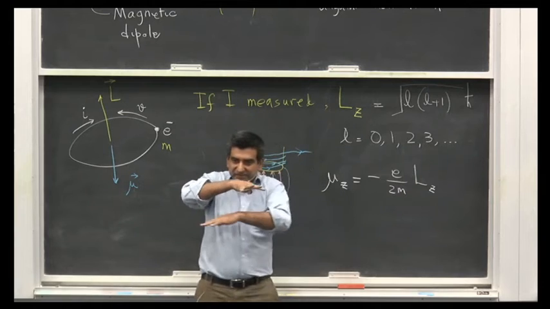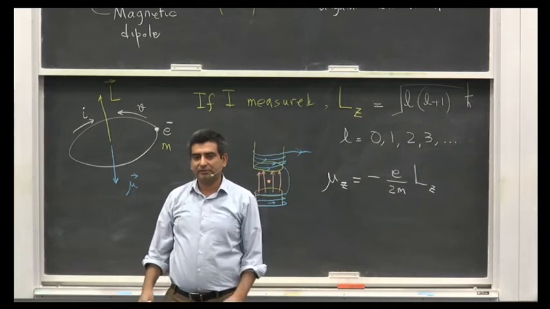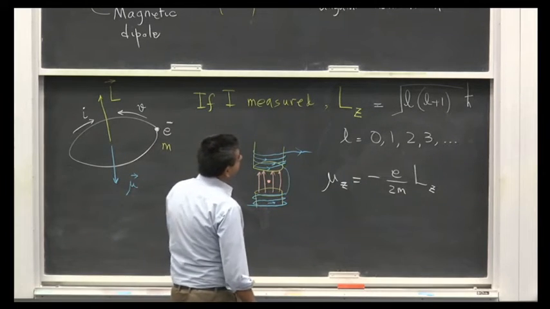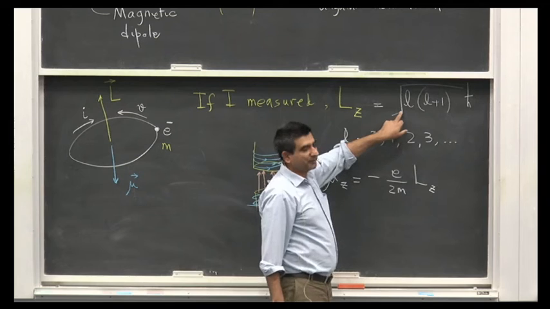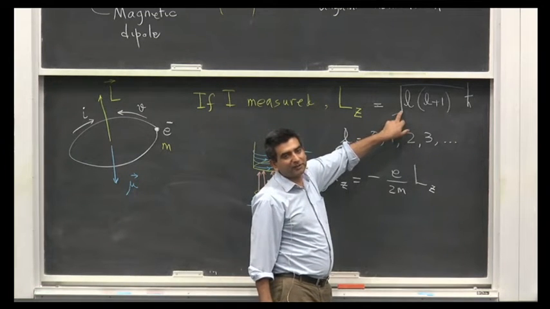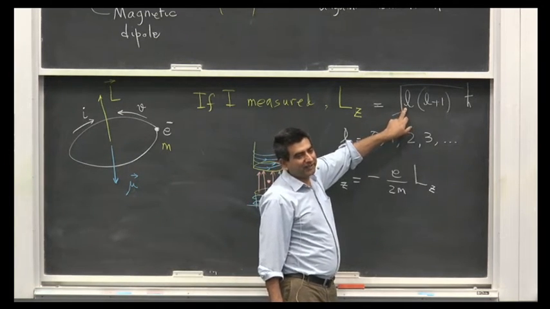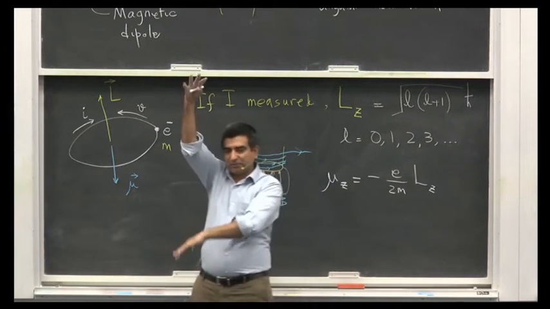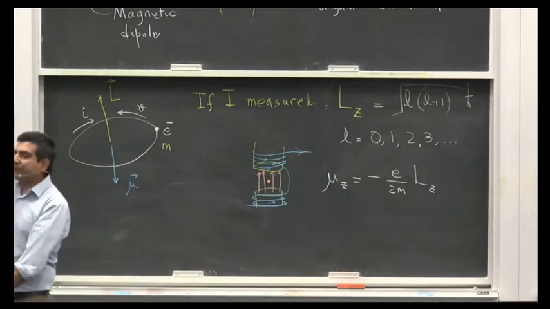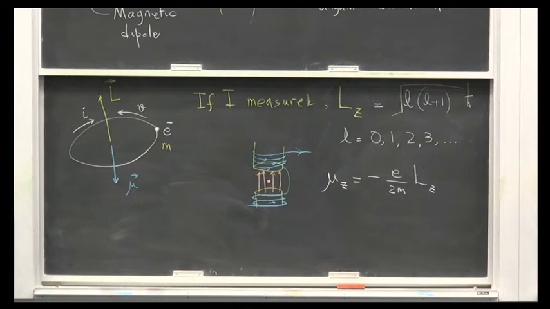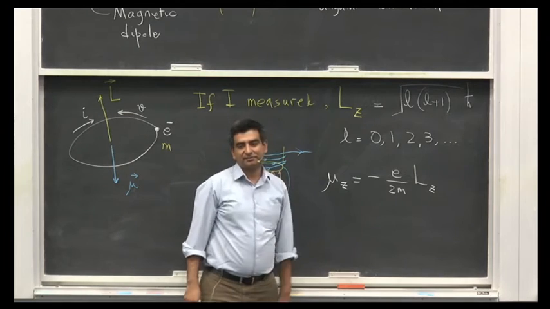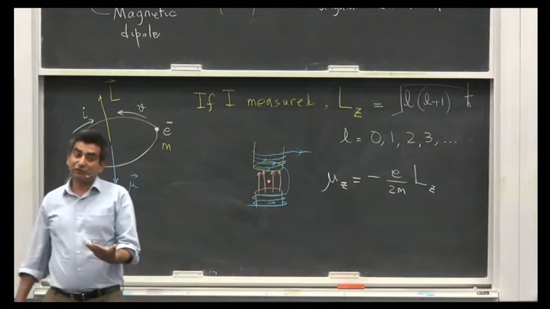Now this is quantized. This can only take up specific values. For example, if L is 0, this could be 0. If L is 1, this could be under root 2 h bar. If L is 2, this could be under root 6 h bar. If L is 3, this could be under root 12 h bar. And there's nothing in between. It's like a ladder, an unequally spaced ladder. So this is quantized, this is quantized, this must be quantized as well. The magnetic moment now is quantized.